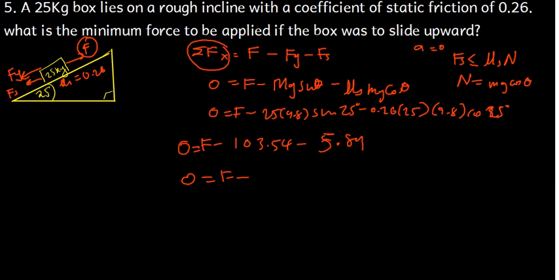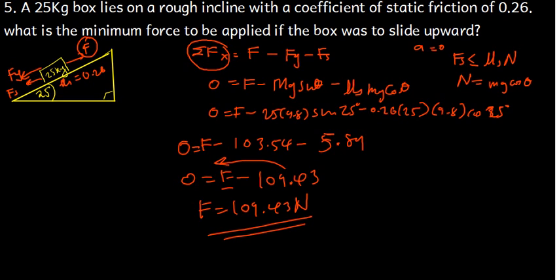So what I'm finding there is 109.43. So if we take it the other side, we're going to remain with force. So the force is going to be 109.43 newtons. So this is the minimum force that we are supposed to apply to this if it was to start sliding up. If we apply this force exactly, this thing will not move.